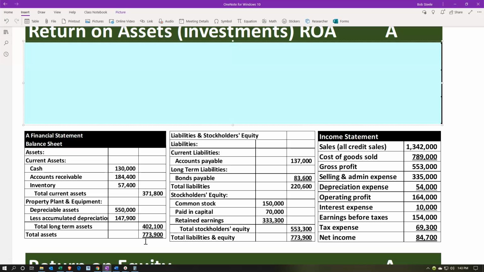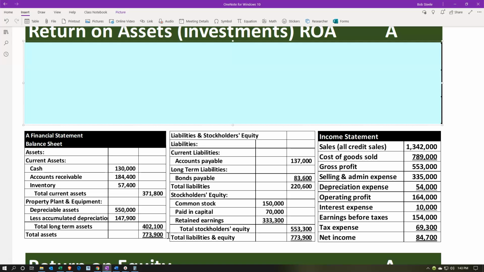And why do we have it? In order to generate revenue. That's going to be the point of us having the assets. How did we get the assets? Well, either we generated revenue in the past or the owners have contributed to it. That would be the equity, or we took out a loan of some kind in order to help us to generate those assets on which we can generate the revenue.